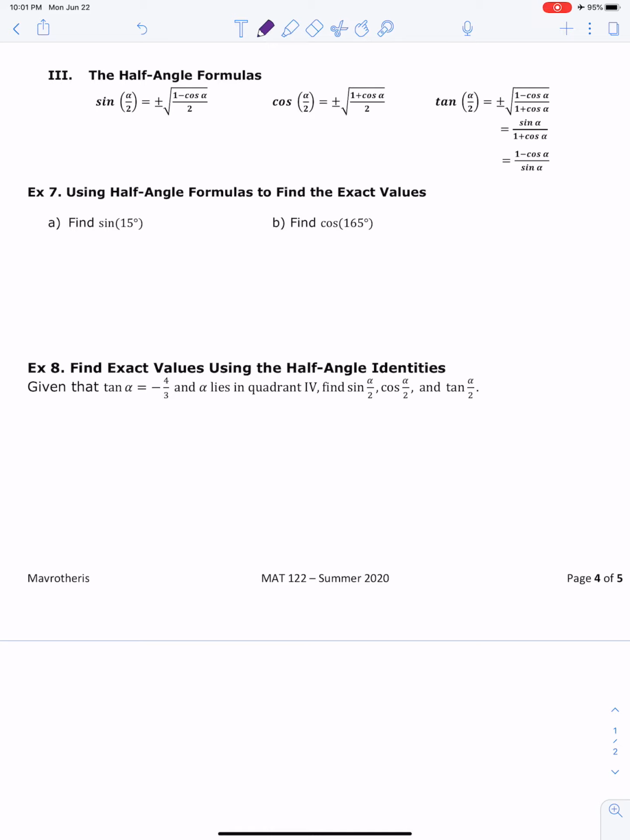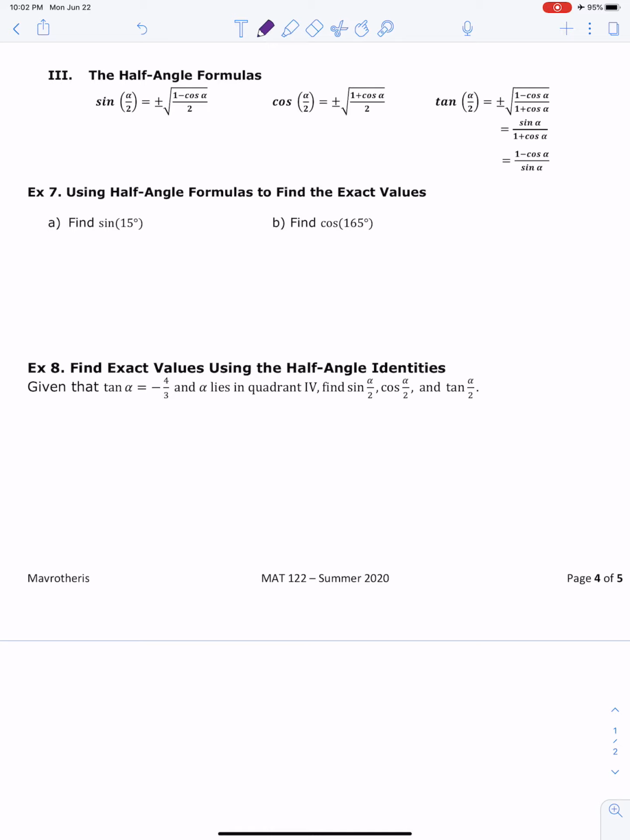So I've got the sine of a over 2 equals plus or minus the square root of 1 minus cosine a all over 2. Understand that that plus minus does not mean we're going to have 2 answers. It means that we need to assign the sign that goes with the quadrant we're in. Okay, so cosine of a over 2, same thing, equals plus or minus. This time we have the square root of 1 plus cosine a over 2.